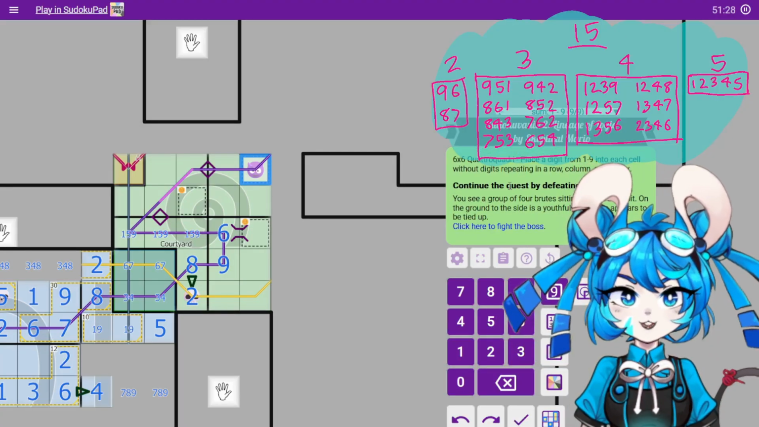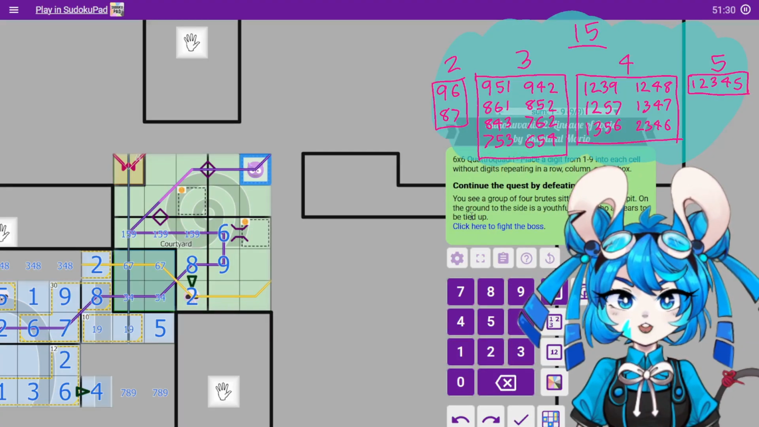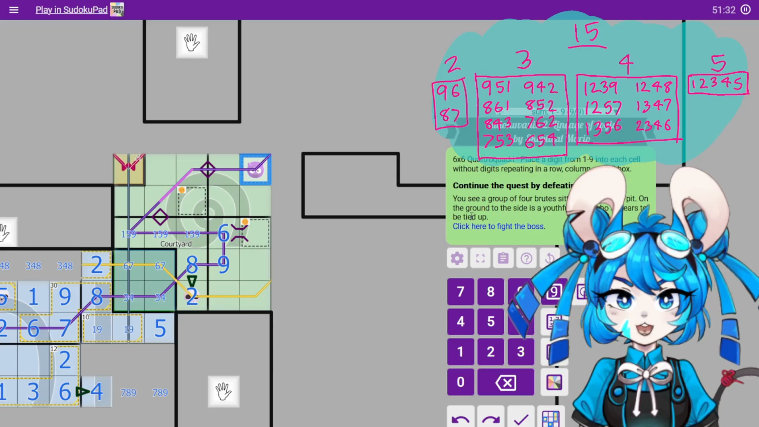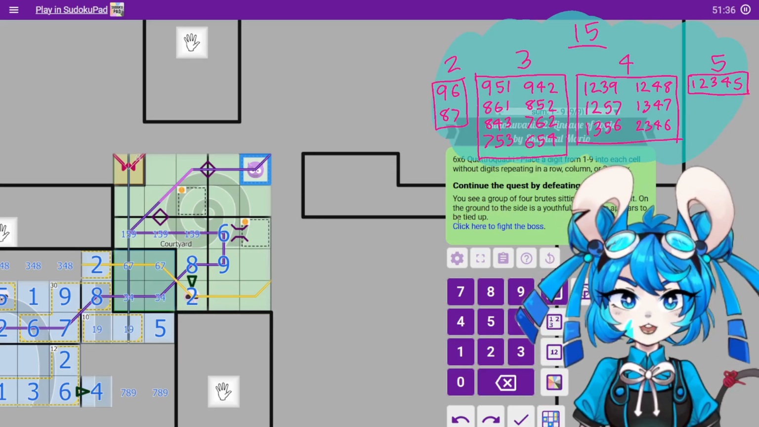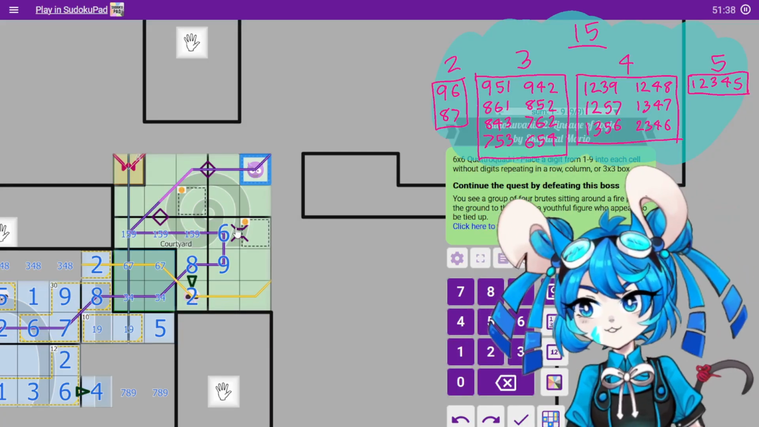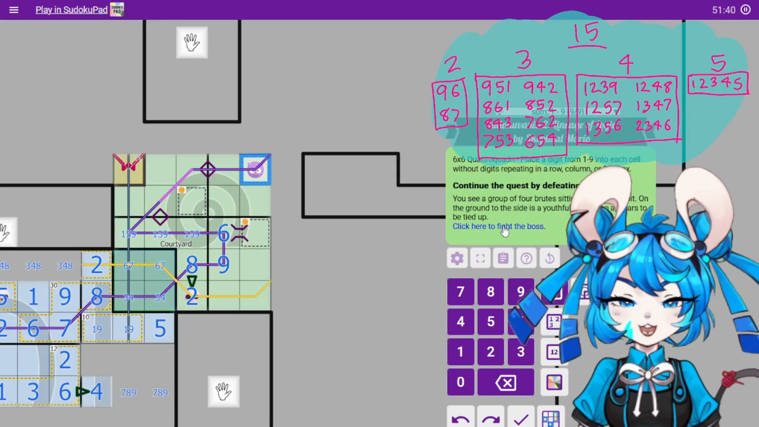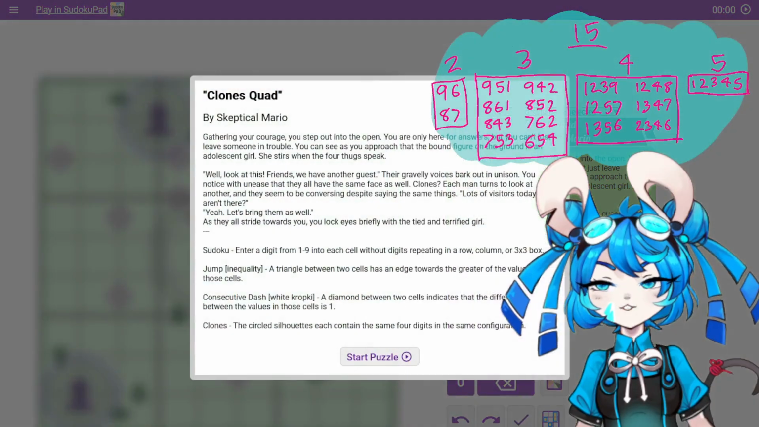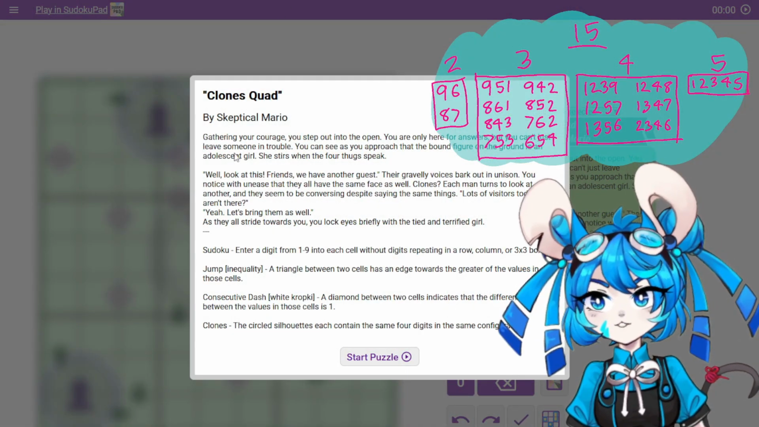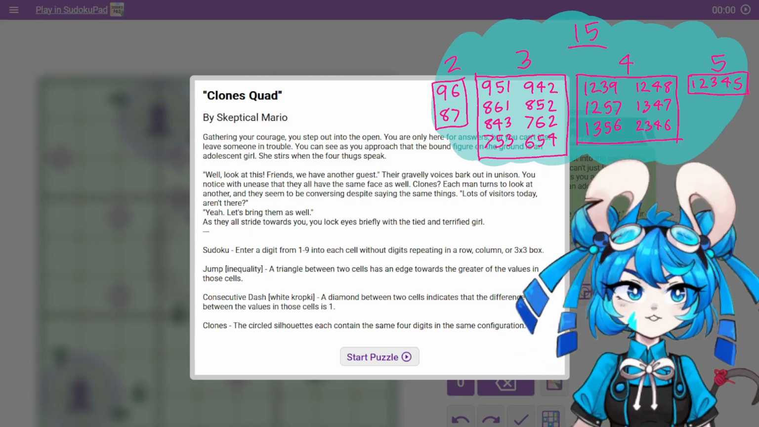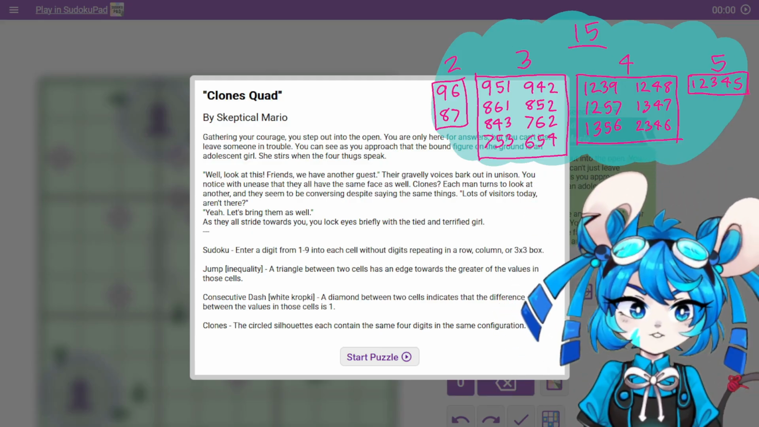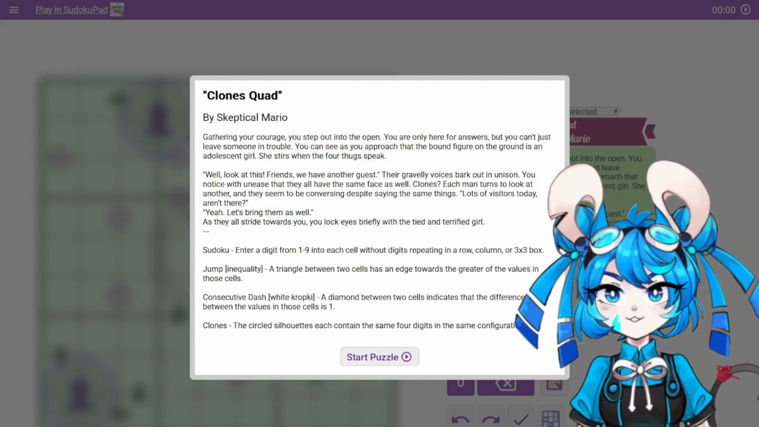But maybe I should just go for the boss. You see a group of 4 brutes sitting around a fire pit. On the ground to the side is a youthful figure who appears to be tied up. You know what? I think I will just fight the boss. Because it's there and we gotta rescue this person. Let me put that away for now.